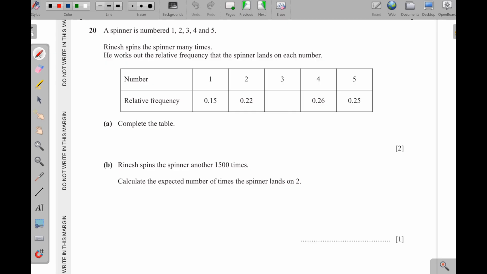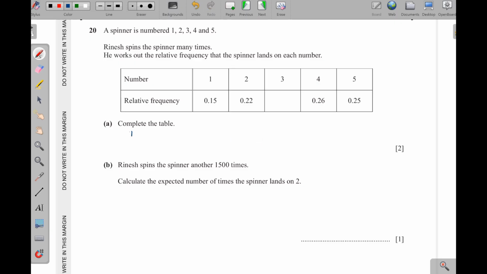Question 20. A spinner is numbered 1 to 5. Rinesh spins the spinner many times. He works out the relative frequency that the spinner lands on each number. So they are saying if it is landing on 1, we can say how many times. So maybe it was 20 times. Then divide by the total number of times the spinner was spun. Then it gives you this value here. Okay, that's what we call relative frequency. You get the frequency, then divide by the total number of times the experiment was done.